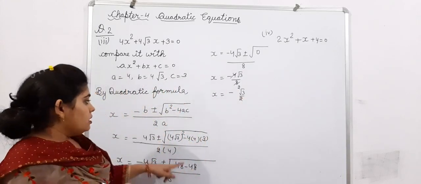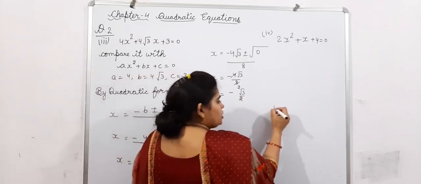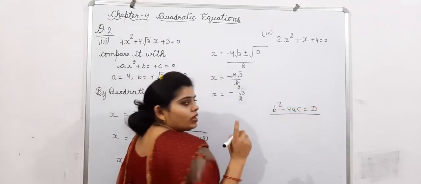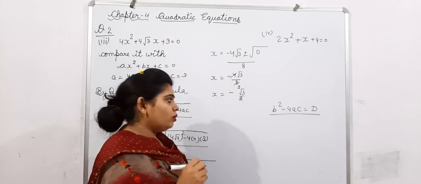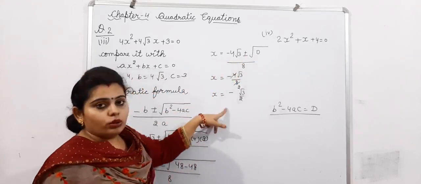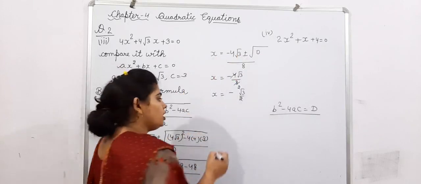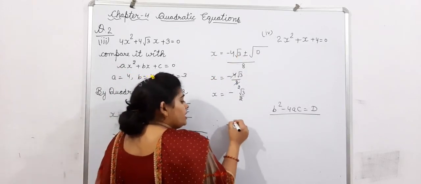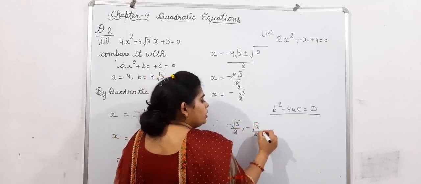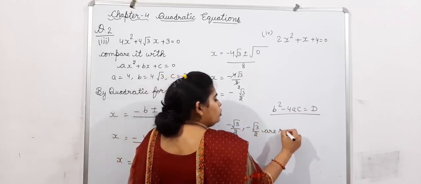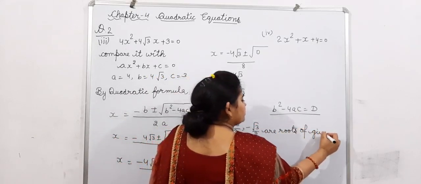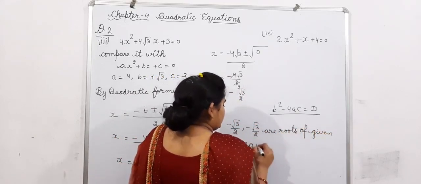Why? Because this b square minus 4ac is called the discriminant. b square minus 4ac को हम discriminant बोलते हैं. अगर discriminant 0 के इक्वल हो तो दोनों रूट इक्वल होते हैं और दोनों रूट्स की वैल्यू सेम होती है. So minus root 3 by 2 and minus root 3 by 2 are roots of the given equation.